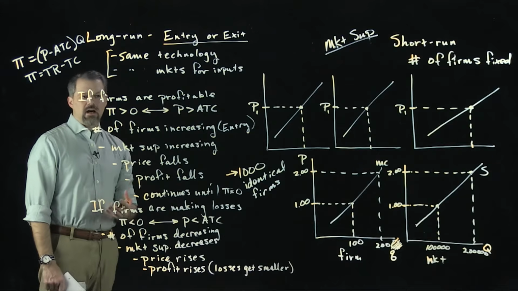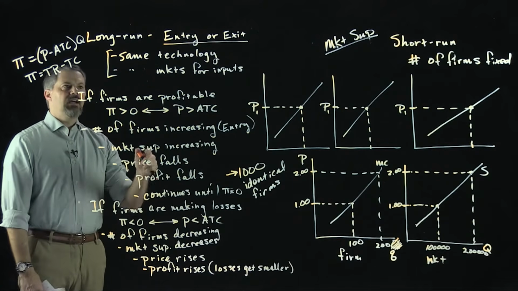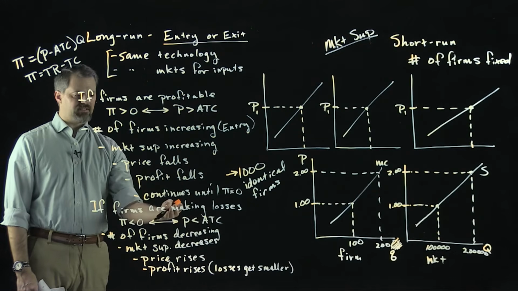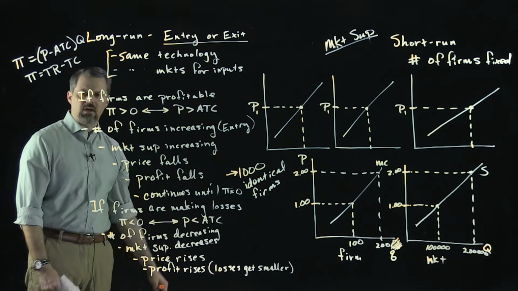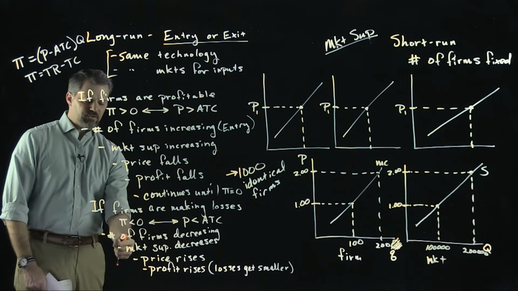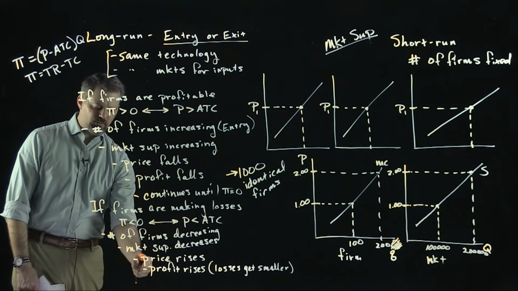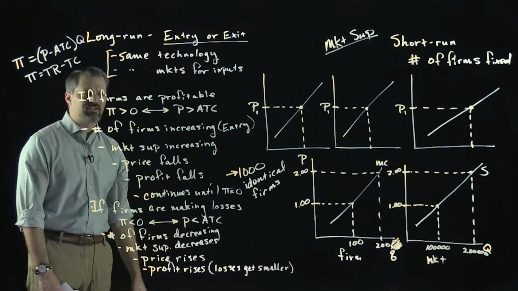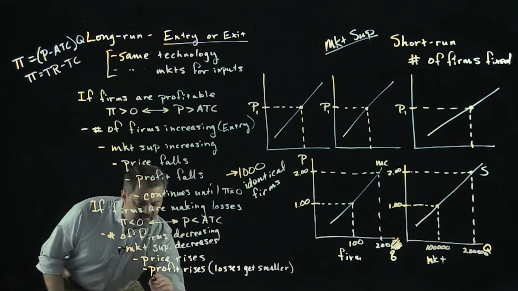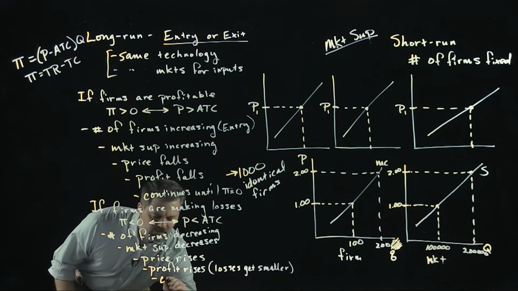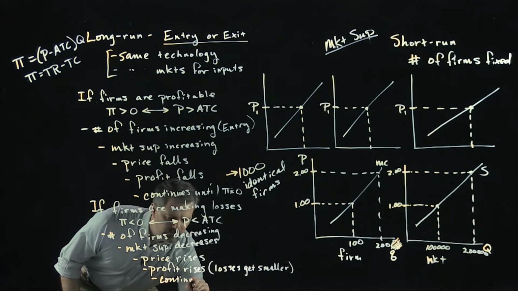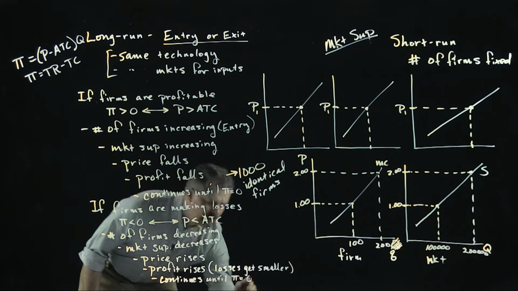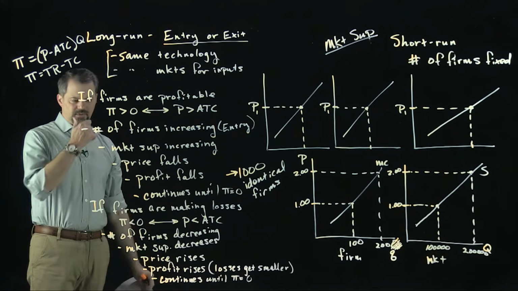And let's think about how long that's going to continue. Well, as long as profit is negative, firms will continue to exit. As long as price is below average total cost, firms will continue to exit. So this exit will continue until price is driven up enough that profit goes to zero. So let's just say this continues until profit equals zero.